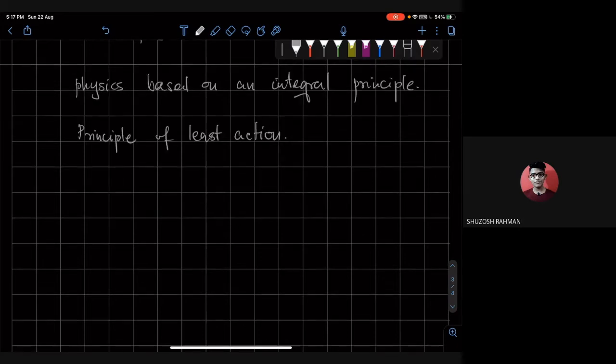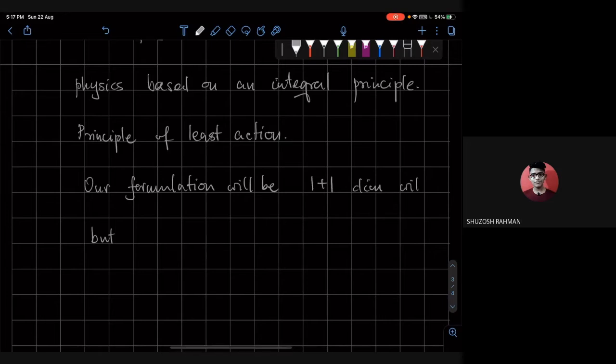Our formulation of the principle of least action will be 1 plus 1 dimensional, 1 spatial and 1 time dimension, but with a single particle in a potential.